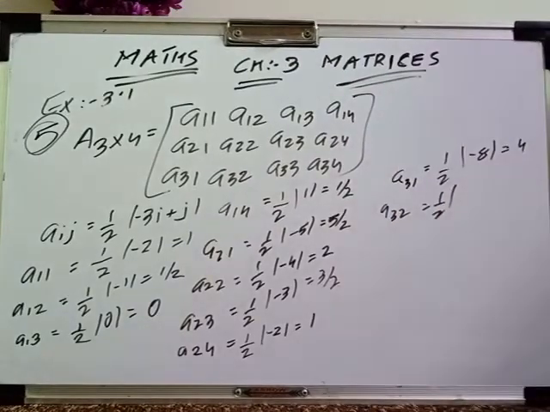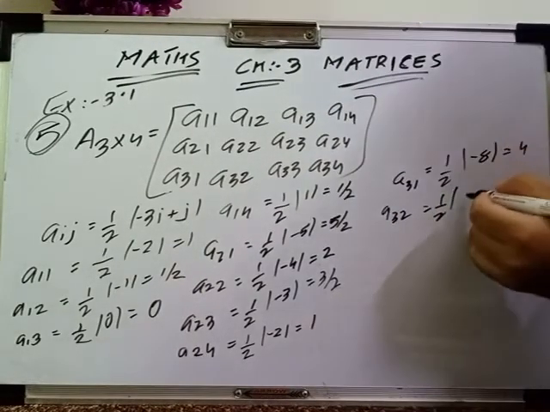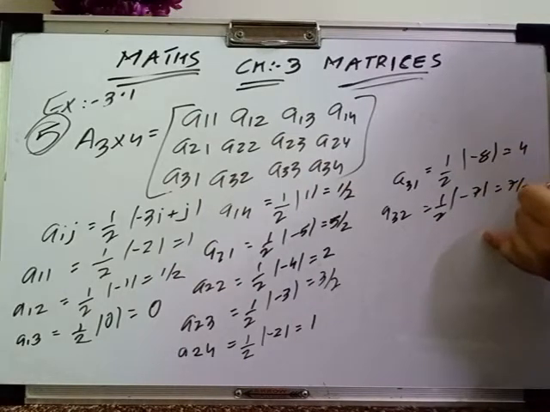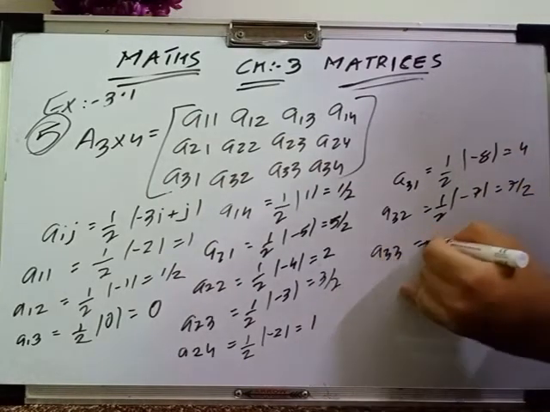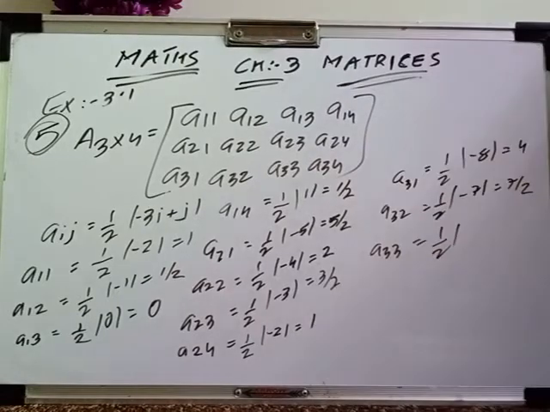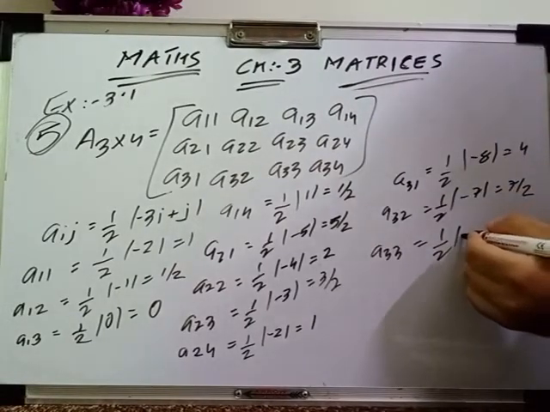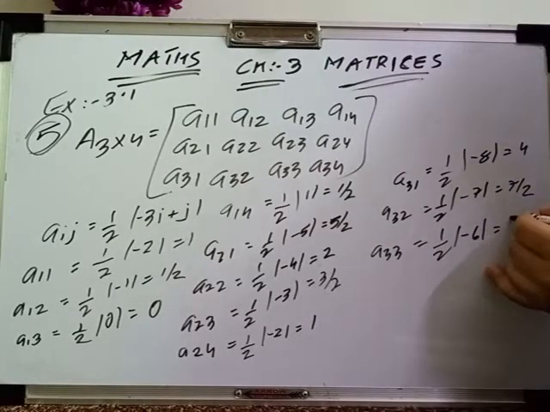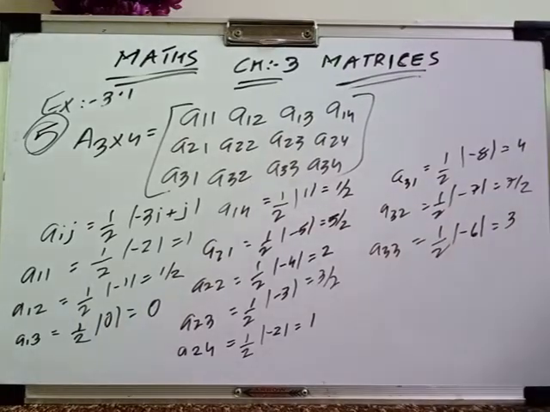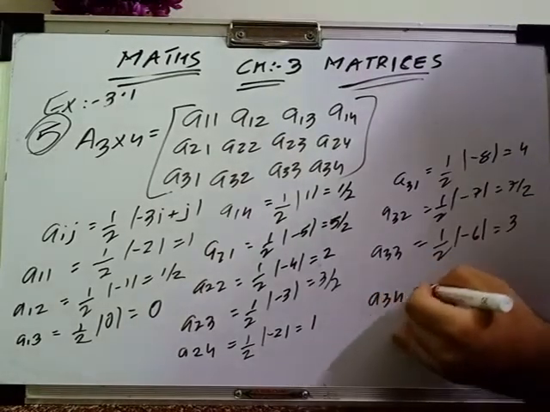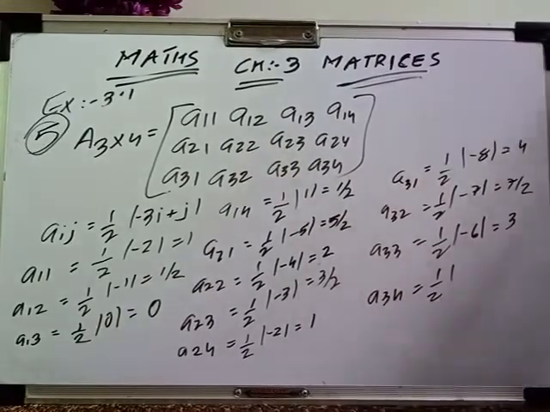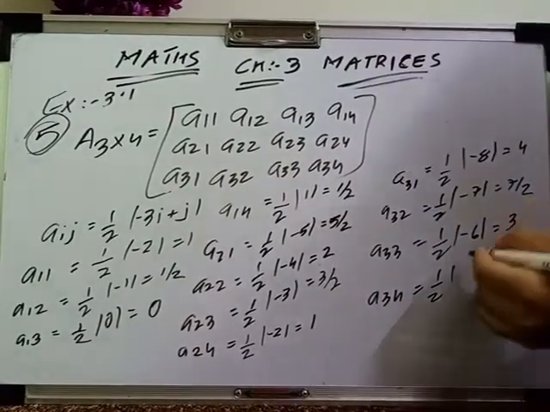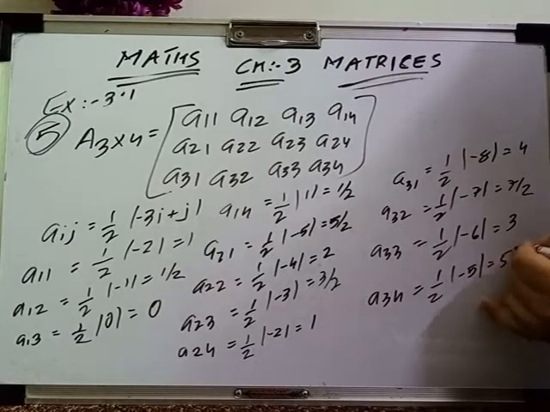A32 will give me minus 9 plus 2 minus 7, that is minus 7 by 2. A33 will give me minus 9 plus 3 minus 6 by 2, that is minus 3. And A34 will give me minus 9 plus 4 minus 5, that is minus 5 by 2.